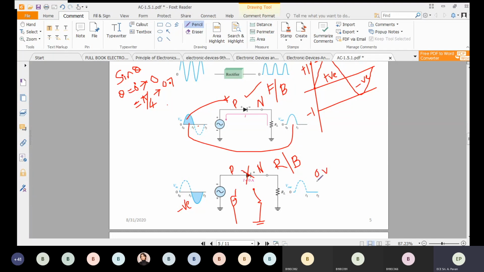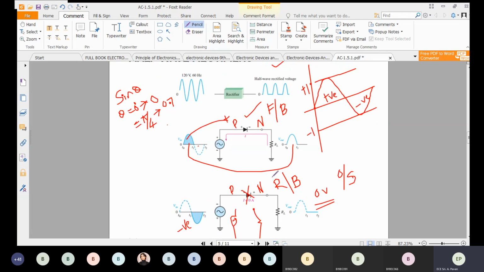Why? Because the diode is acting as an open switch. Why is the diode acting as an open switch? Because the diode is in reverse bias, right? In forward bias, the diode will act as a closed switch. In reverse bias, the diode will act as an open switch. That's why output is 0.